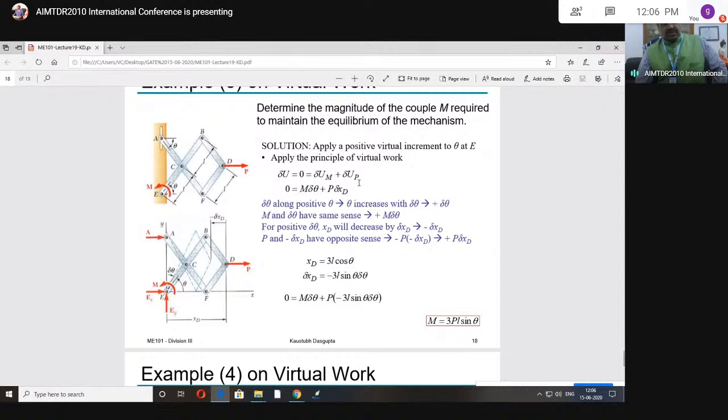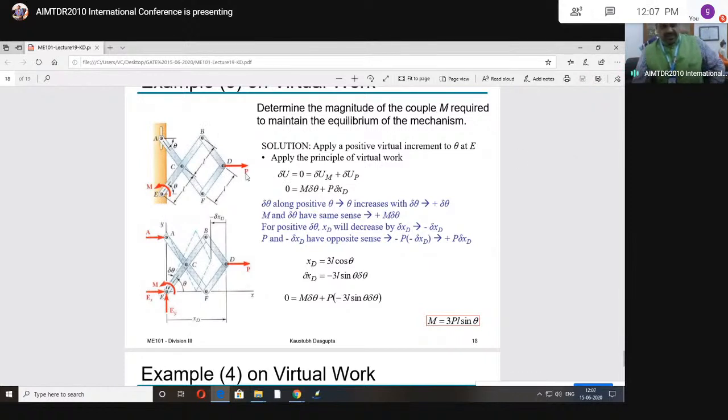This is due to P and due to M. M delta theta, P delta XD, XD theta. Okay. Delta theta along positive, theta increases with delta theta. M delta theta will be in the same sense. X will be, if it is rotation, X will decrease. This is an X. If it is in this direction, it is increasing.